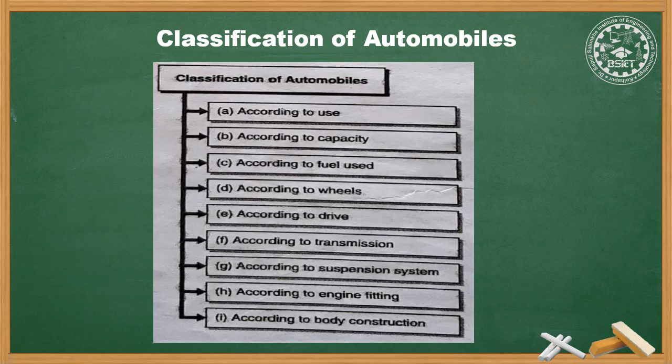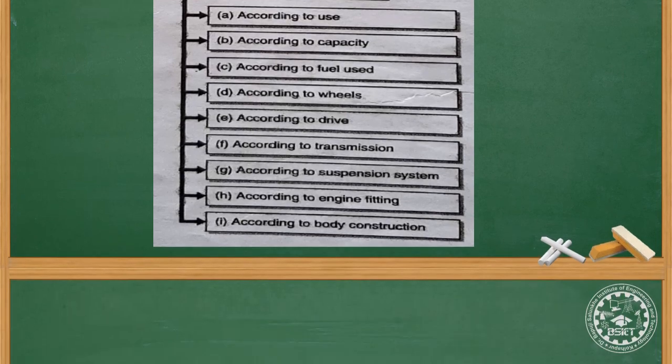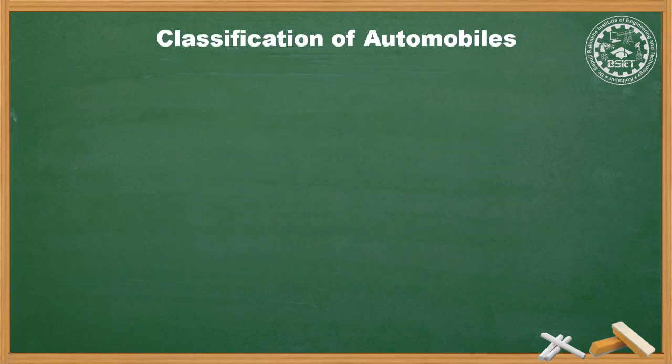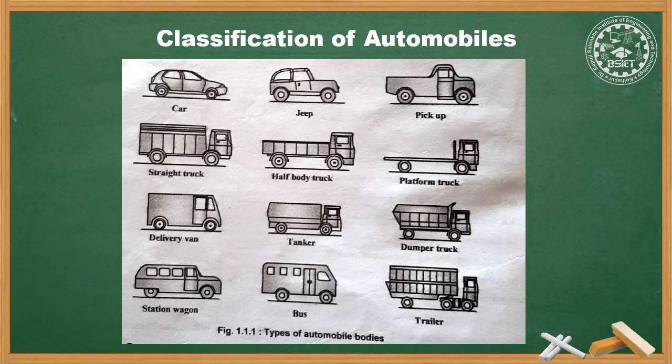Next is according to the suspension system. Suspension system again is classified as two types: conventional suspension system and independent suspension system, which we are going to learn in this subject. Next is according to the engine fitting, that is front engine, rear engine, and last is according to the body construction.